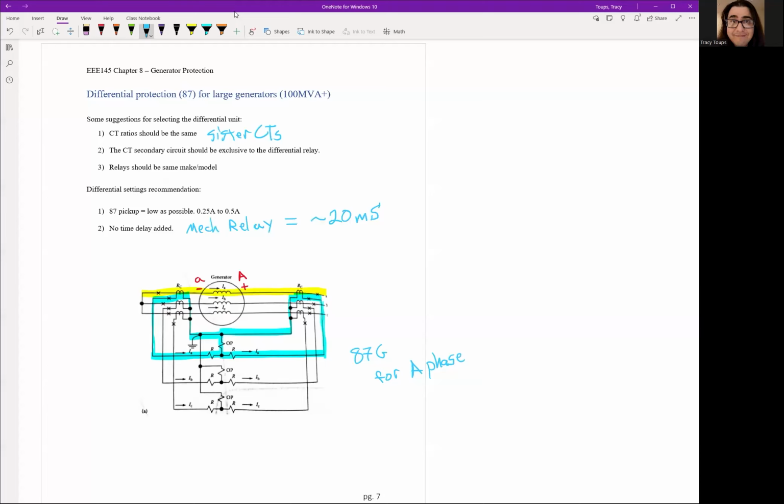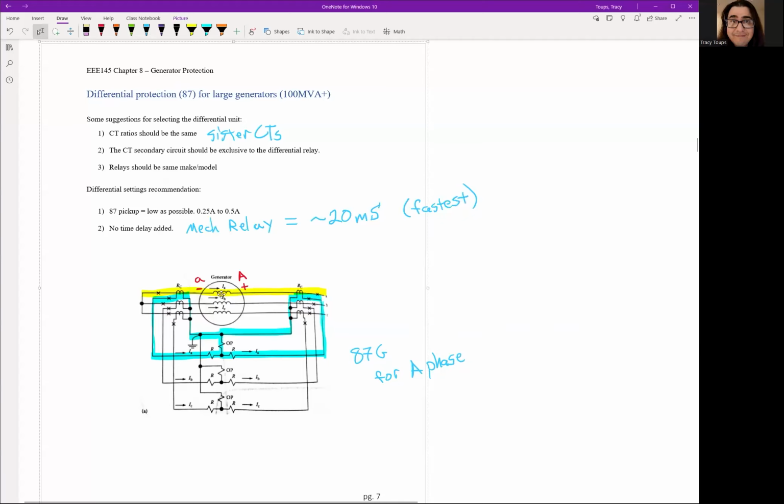Modern microprocessor relays can be faster than 20 milliseconds, but a good rule of thumb is one cycle, which is 16.67 milliseconds, or 20 milliseconds, is the fastest that the relay can operate. So anytime you're looking at what is no time delay added, just remember the relay needs at least one cycle to process, or 20 milliseconds. But even still, 20 milliseconds is very fast in terms of protection.